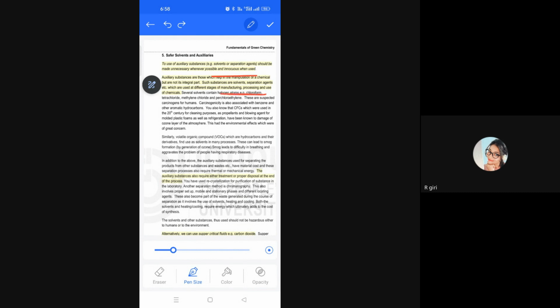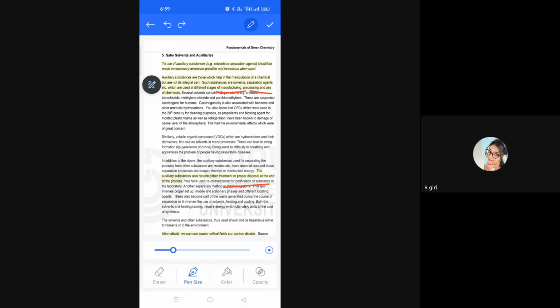Auxiliary substances are those which help in the manipulation of chemicals but are not an integral part. So these substances may be solvents. Suppose 10 ml of solvent can remove the waste material, you should not use 20 or 50 ml of solvent. Separation agents, etc., are used at different stages of the manufacturing process and use of chemicals.